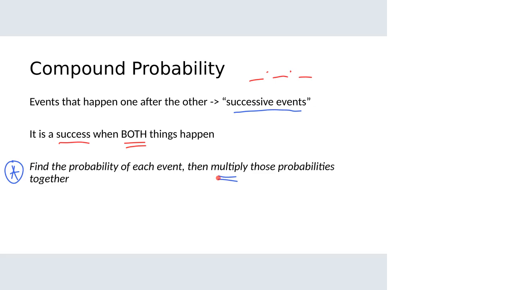So we have multiple things that are going to happen, successive events. We're going to find the probability of the first event, find the probability of the second event, and then multiply those together. Very similar to what we did when we were talking about the fundamental principle of counting.